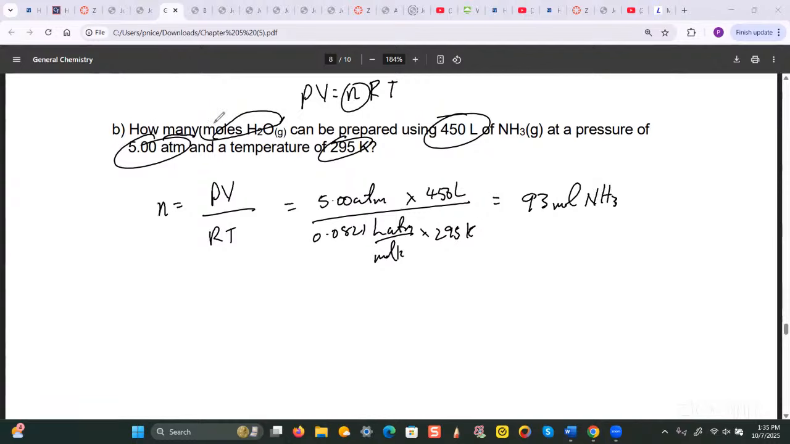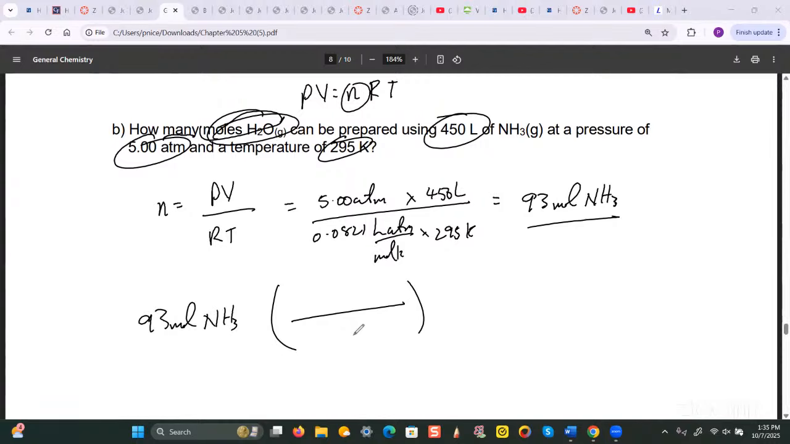Now remember, the question is asking for what? The moles of water, right? What you have just calculated here is the moles of ammonia. So how would we get from 93 moles of ammonia to moles of water? What's the conversion factor you would use to go from moles of ammonia to moles of water?